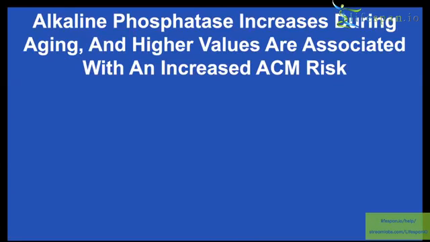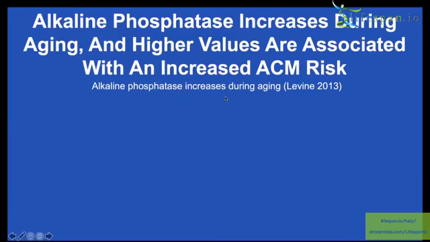So two more biomarkers on the list. Alkaline phosphatase also increases during aging, and higher values are associated with a higher all-cause mortality risk. So first, Levine, again, found that alkaline phosphatase increases during aging. There are other studies that have also indicated this, but I don't have the time to list them all.